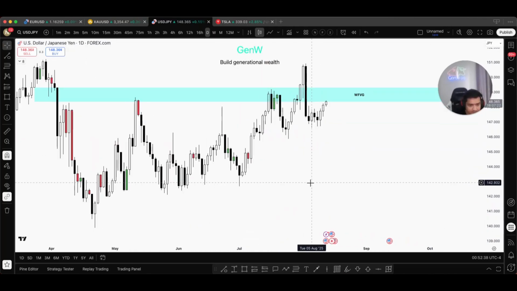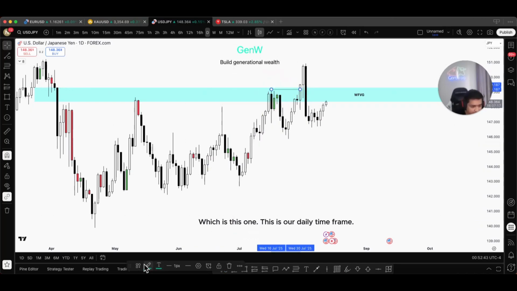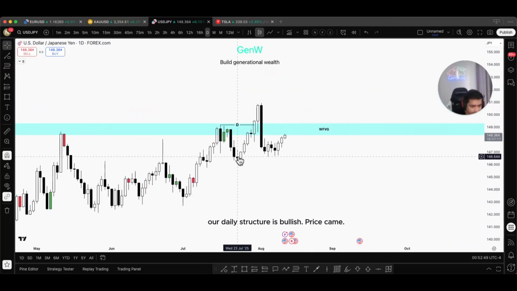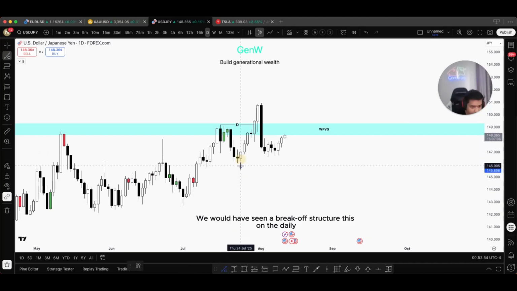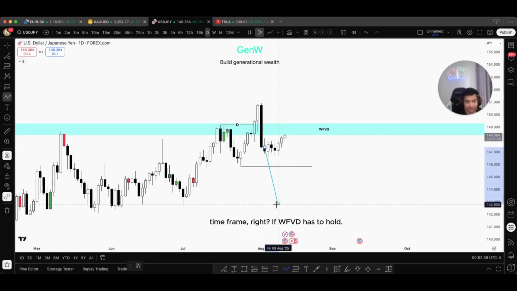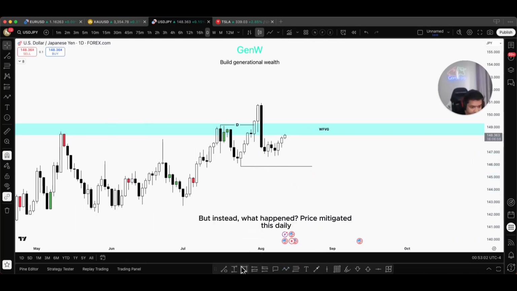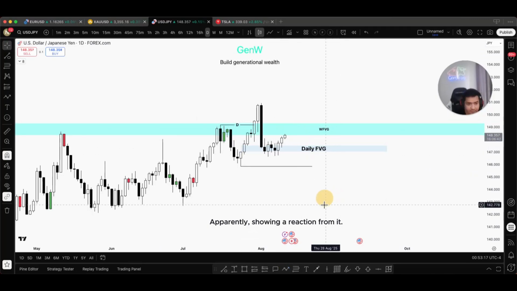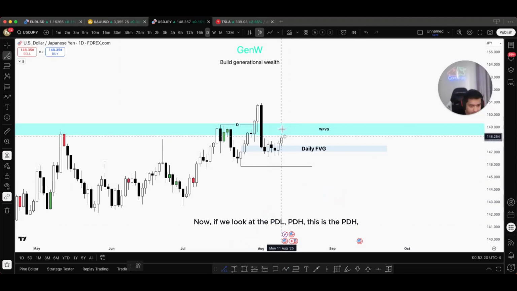On the daily time frame, to facilitate the weekly pullback, price had shifted bullish, which is this one. This is our daily time frame. Our daily structure is bullish. Price came, and if this weekly fair value gap had to hold, we would have seen a break of structure on the daily time frame, right? If WFVG has to hold, but instead what happened? Price mitigated this daily fair value gap. Price mitigated, and it is apparently showing a reaction from it.